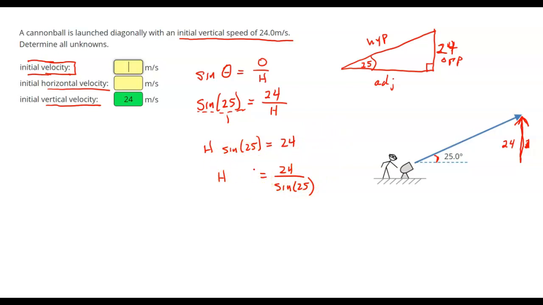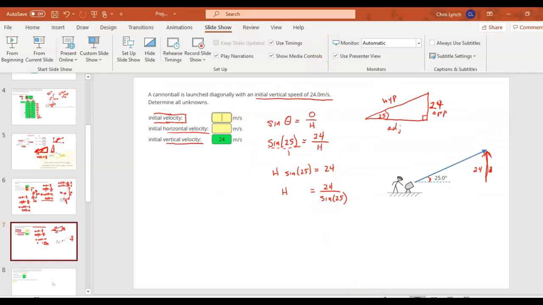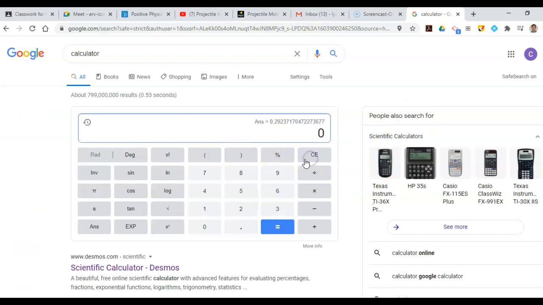So again, we use our calculator. So 24 divided by sine 25. So we go to our calculator and we say 24 divided by sine 25. Make sure we're in degree mode, which we are, and let's call this 56.8. Okay, so then we go back to our problem.